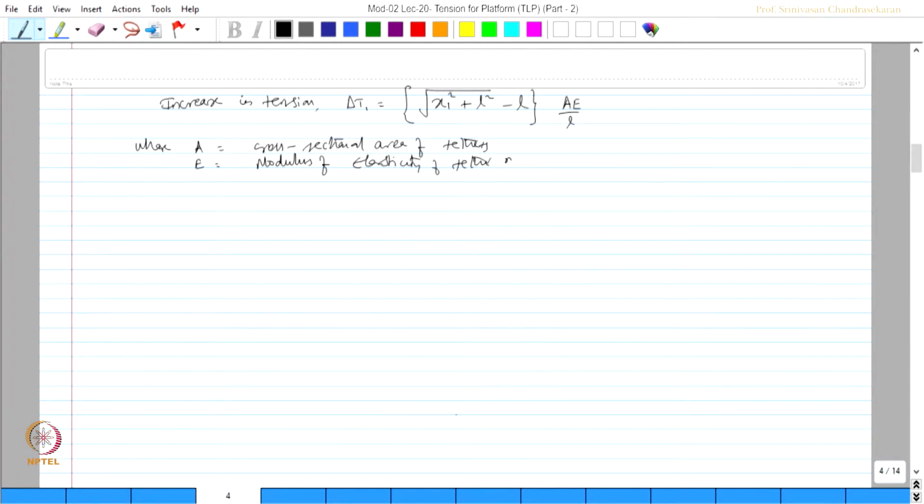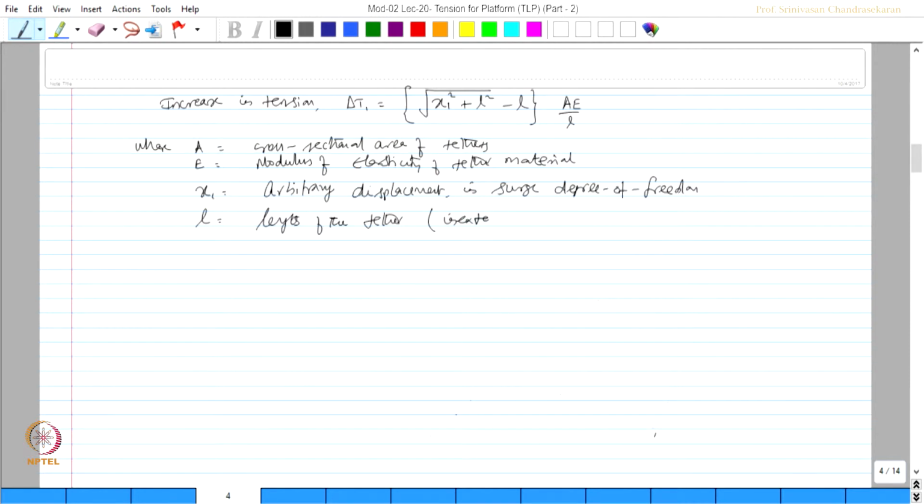of tether material. If it is steel, we already know the value of steel. X1 is the arbitrary displacement in surge degree of freedom. L is the length of the tethers. Tethers are considered to be inextensible.